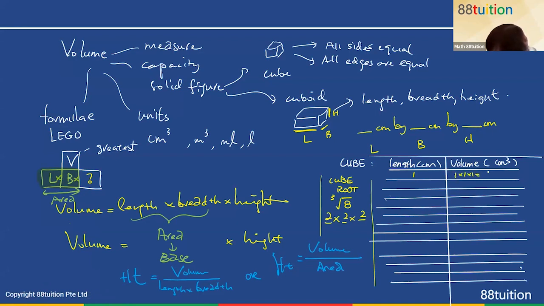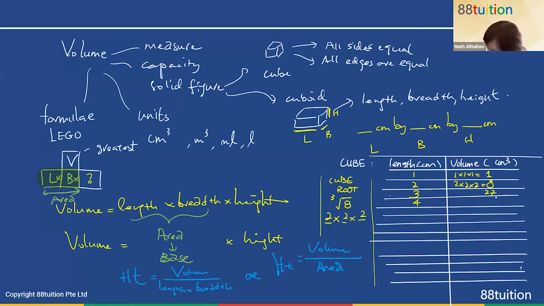1 times 1 times 1, which gives you 1. What happens if this is 2? Then this is 2 times 2 times 2, which gives me 8. What happens if this is 3? Then this is 27, because 3 times 3 times 3 gives you 27. What happens if this is 4? Remember, 4 will end with a 4. 5 will end with a 25, then 1. 6 will end with a 6, 216.